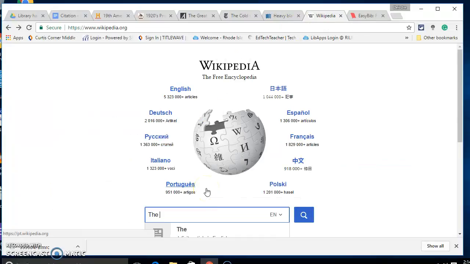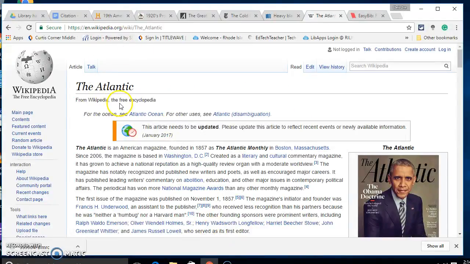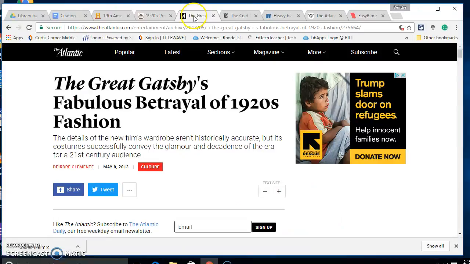So let's look it up. The Atlantic. And notice what pops up. It's an American magazine. So you're not citing a website here, you're actually citing a magazine and a magazine article.